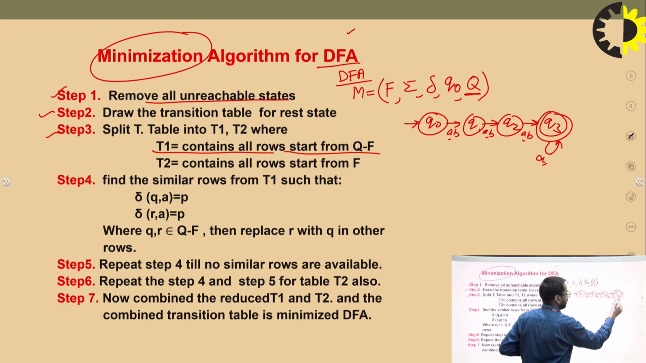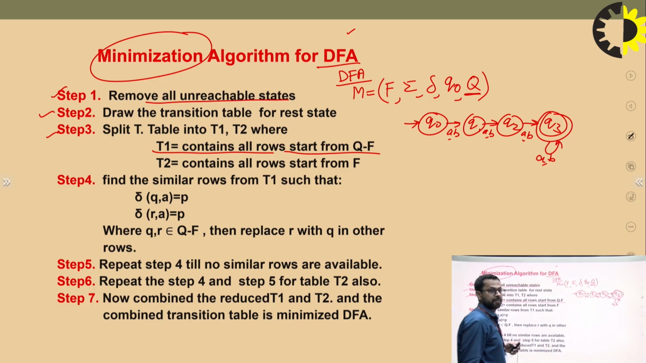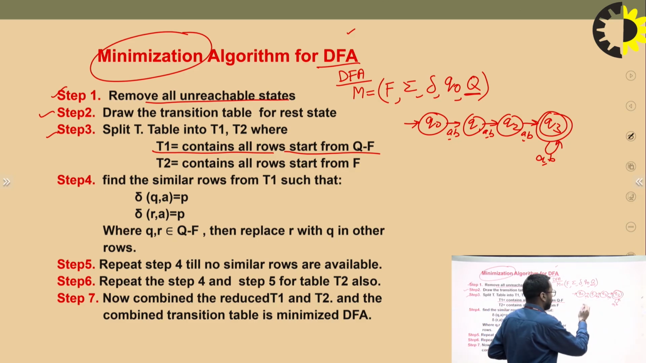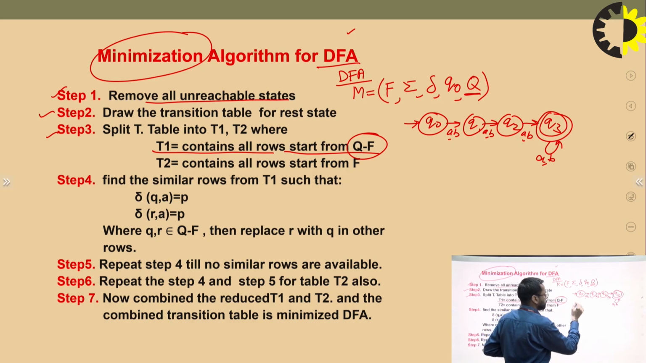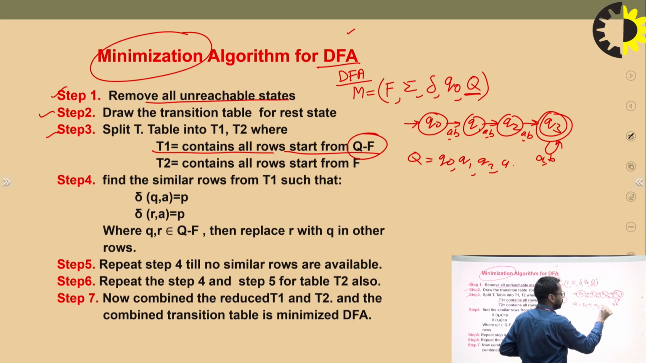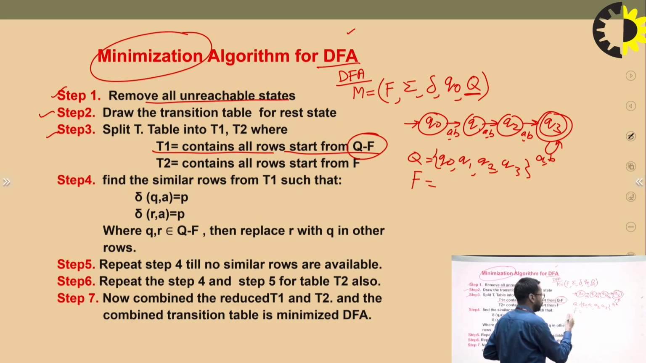Let's suppose this is the structure. So what will we apply? To calculate Q minus F, there are 4 states, Q0, Q1, Q2 and Q3, that are considered in Q. For calculating the final state F, there is only one term, Q3.